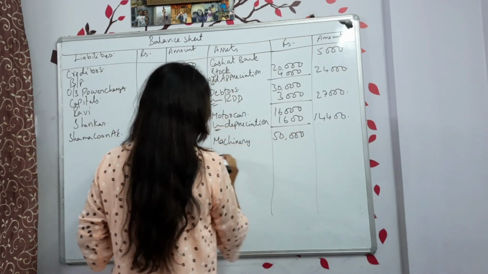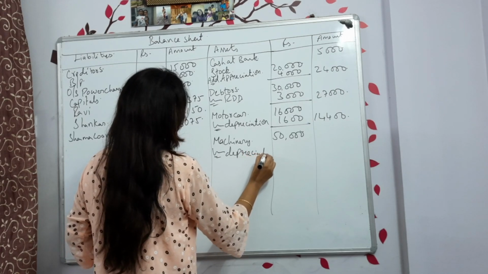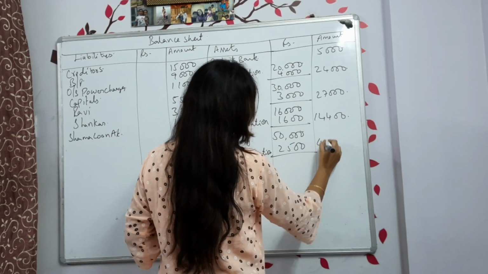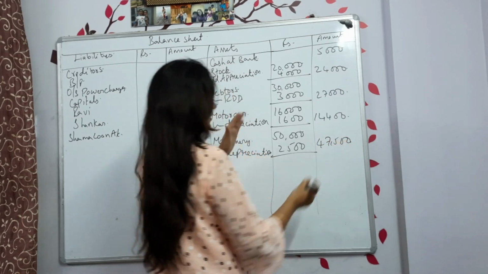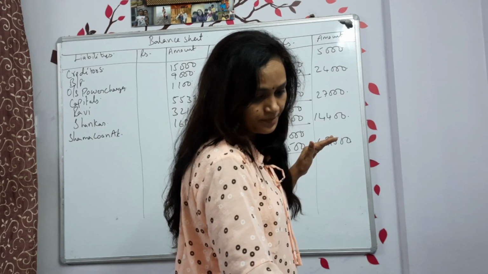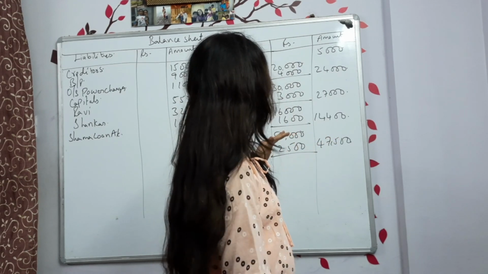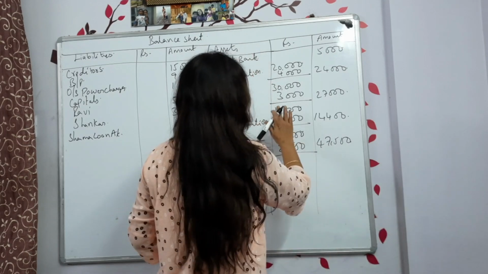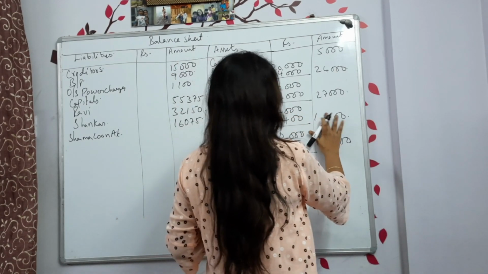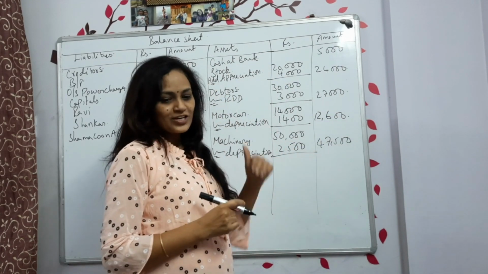Machinery 50,000 less depreciation. We already calculated 2,500. Then you will get 47,500. Check it out. Any mistake I have committed, because I don't remember everything. Did we do it correctly? This one is wrong. 14,000. This is 1,400. Then this will be 12,600. Okay.